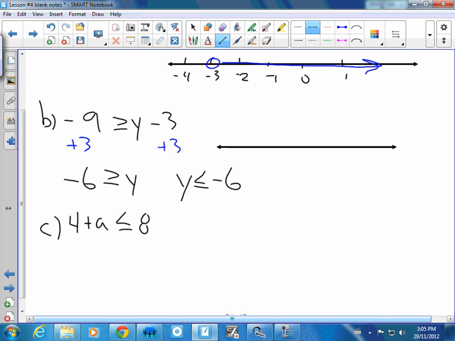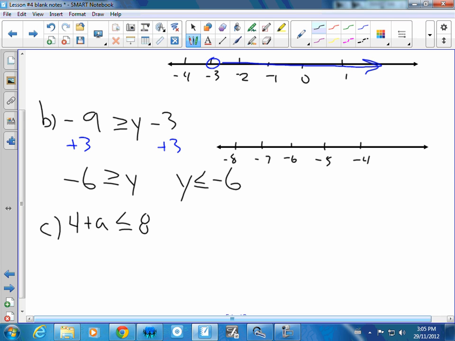Number line. So we need -8, -7, -6, -5, -4. We're going to put a circle at -6. Is it going to be an open circle or a closed circle? Closed, because it's less than or equal to in this case. And which direction does the arrow go? To the left.